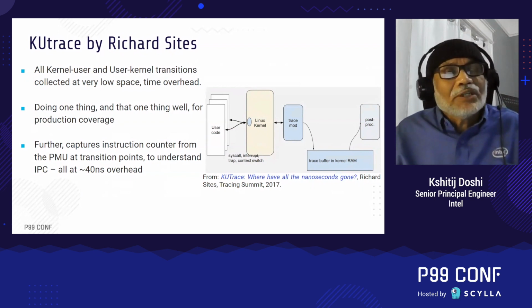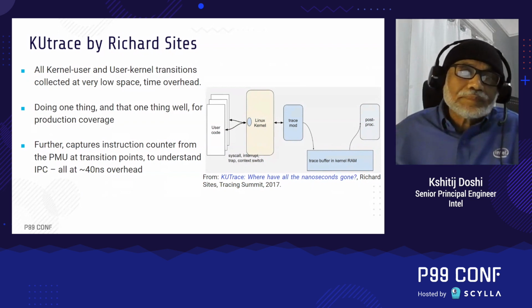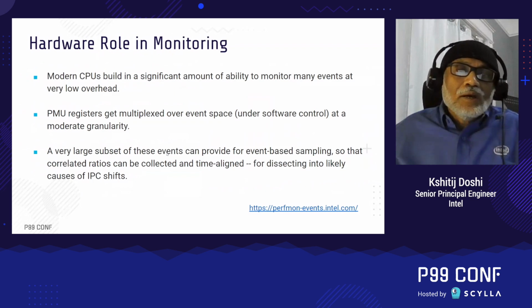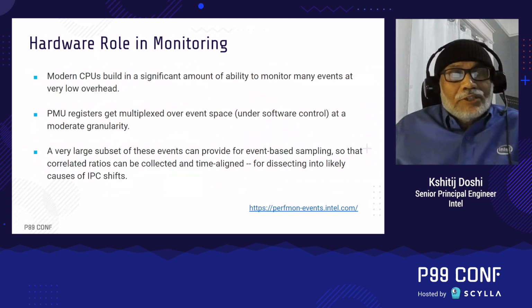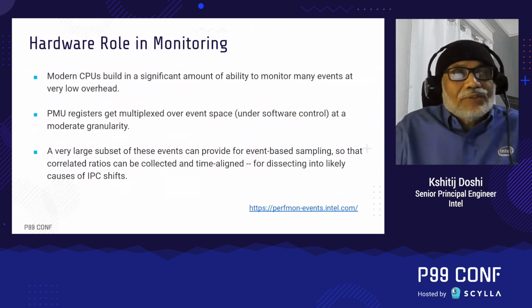And all of this is done at a very small overhead of about 32 bits per event, and at 40 nanoseconds overhead, which is compared to even the event itself significantly smaller in magnitude. Thus, it's possible to use some of these tracing tools that we just looked at.